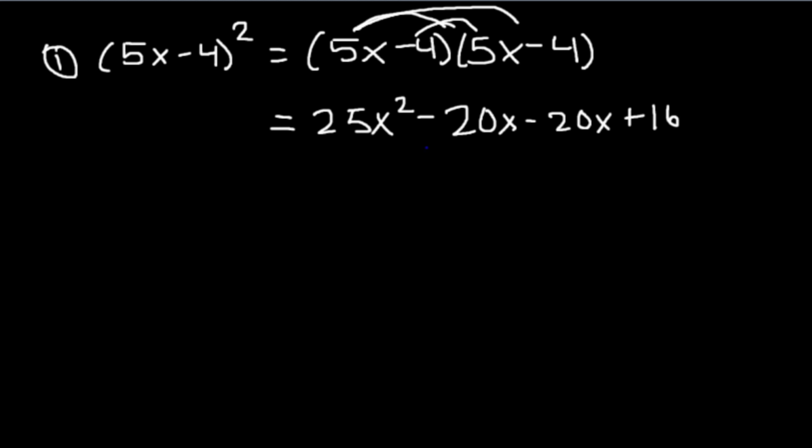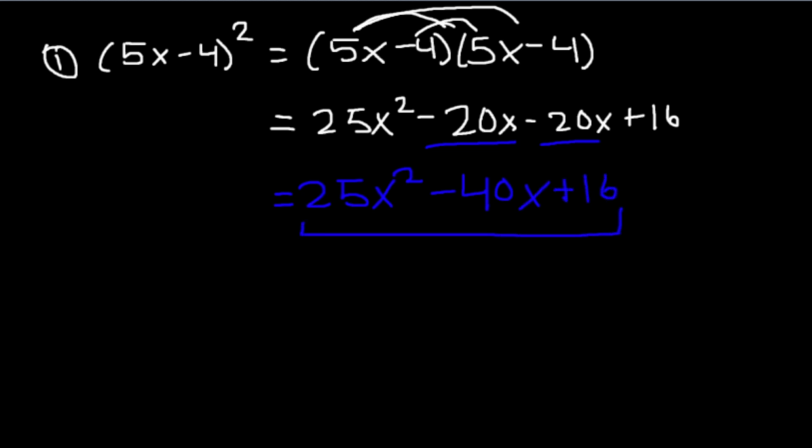What we need to do first is collect the like terms, which are negative 20x and negative 20x. So that would give you 25x squared. Minus 20 minus 20 will give you minus 40x plus 16. Alright, so this is a trinomial in its expanded form.